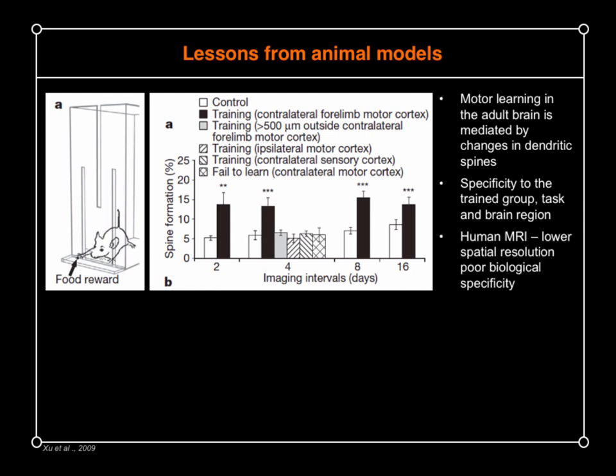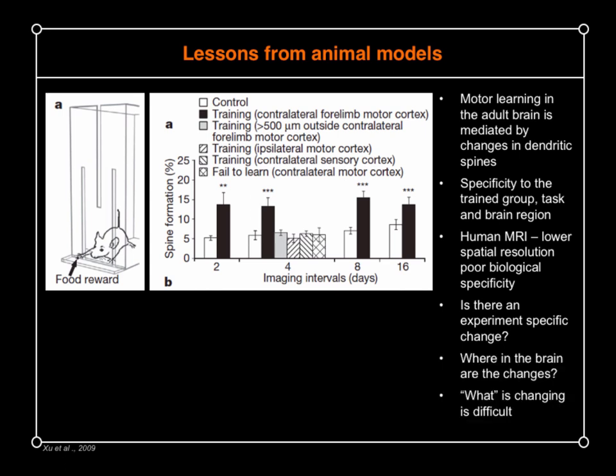Human MRI has the lowest spatial resolution, and it has poor biological specificity. When you image the brain, you're not imaging dendrites or spines or any of these things. You're getting at a mesoscale level the characteristics of certain brain tissue. So the questions that we can ask then are: is there an experiment-specific change? Where in the brain are the changes? And you can also ask, what is changing? It is a little difficult to address, but if you use different MRI modalities and bring them all together, we have a better shot at asking these kinds of what-is-changing questions.